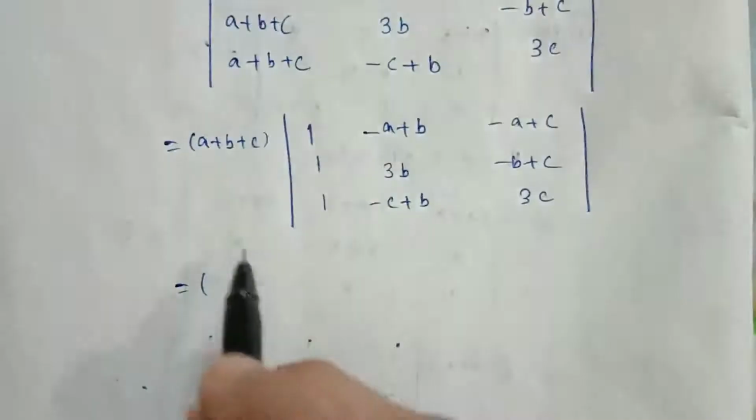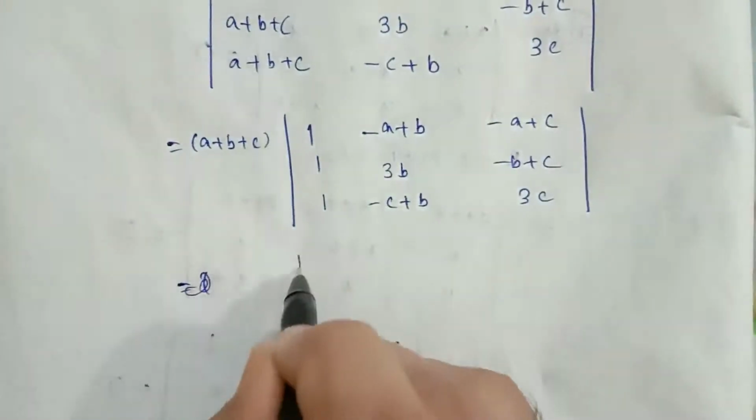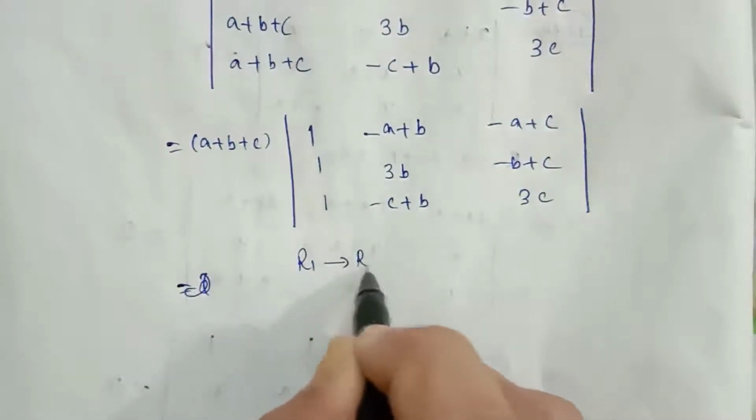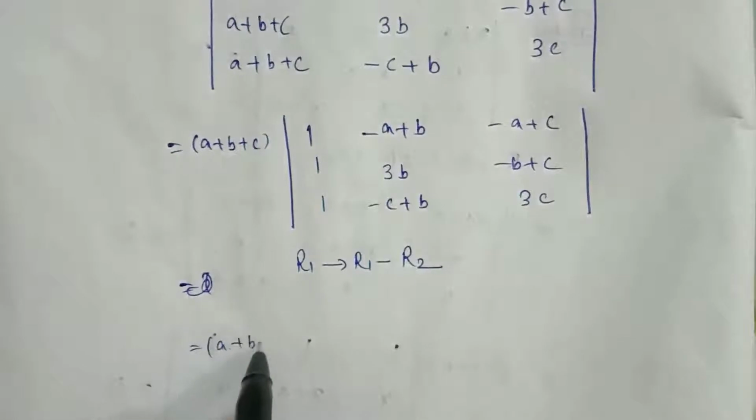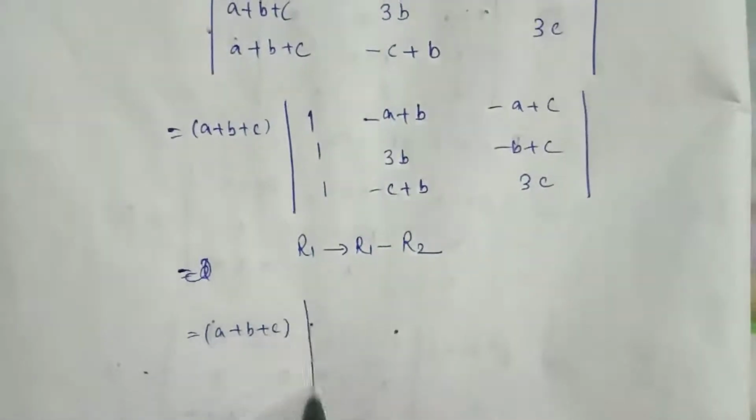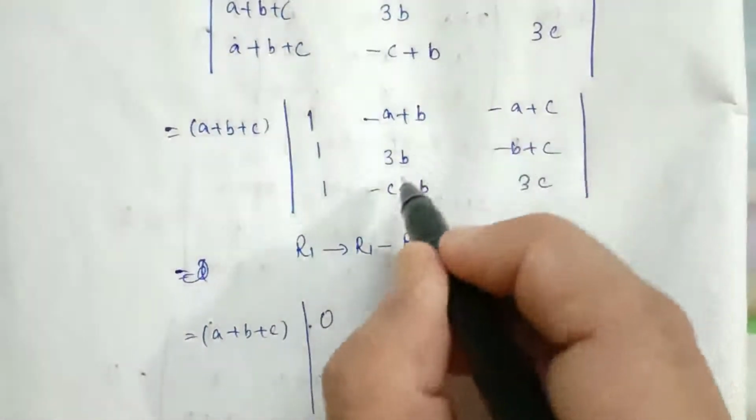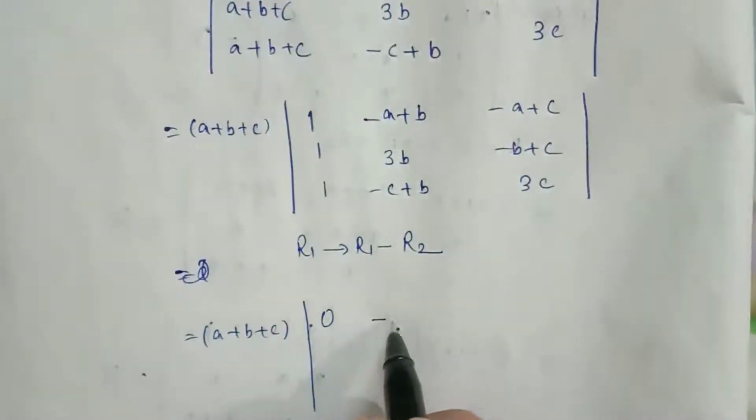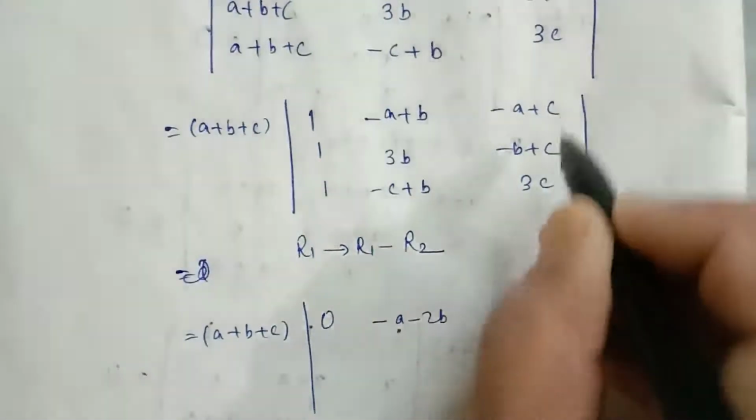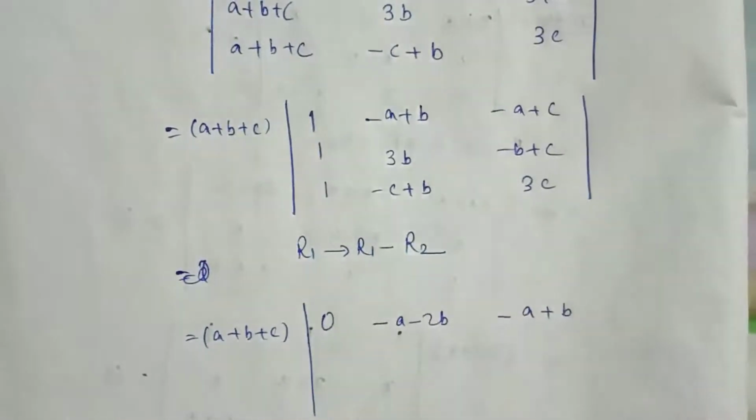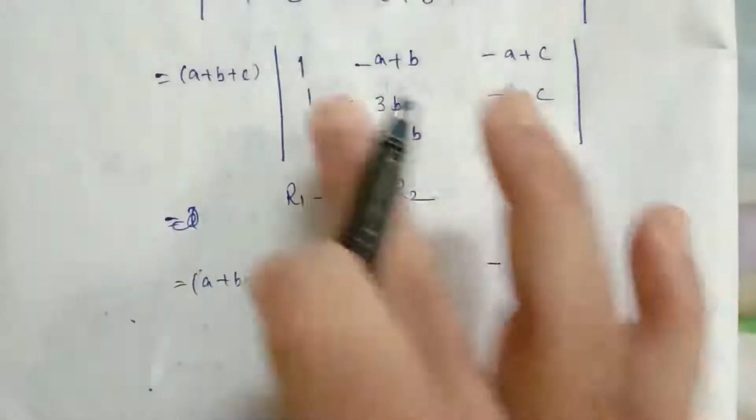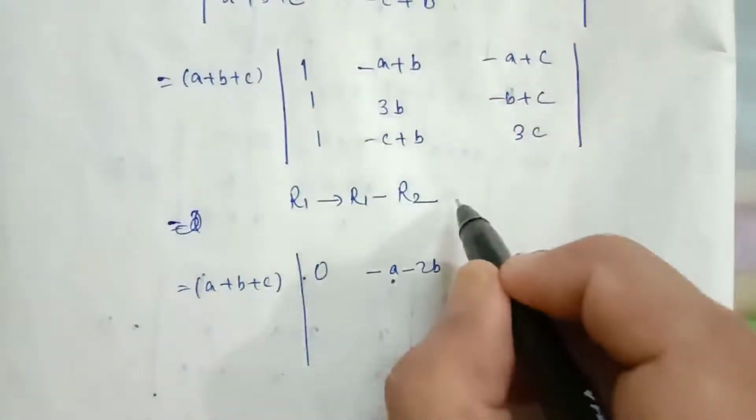1 minus 1 will give us 0. So let us replace r1 by r1 minus r2. Our r1 will change to 0. This minus this will give us minus a minus 2b, and this will be minus a plus b. So our r1 is changed. R2 and r3 are unchanged.